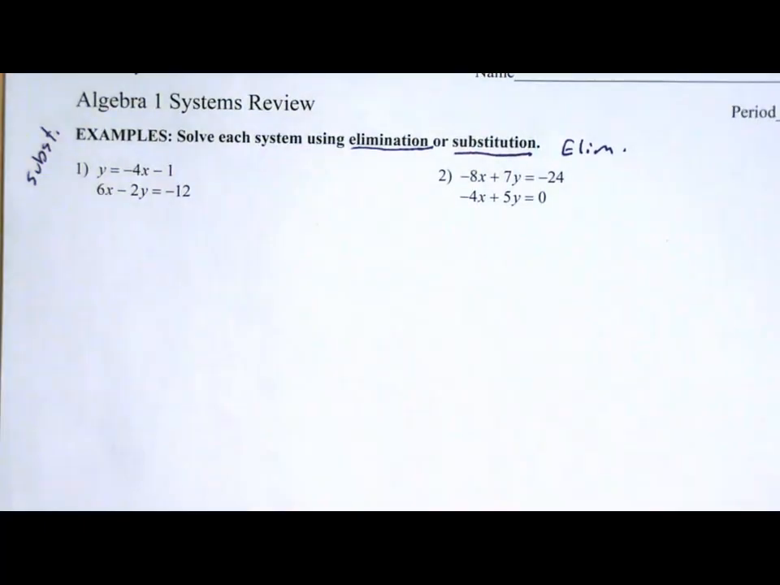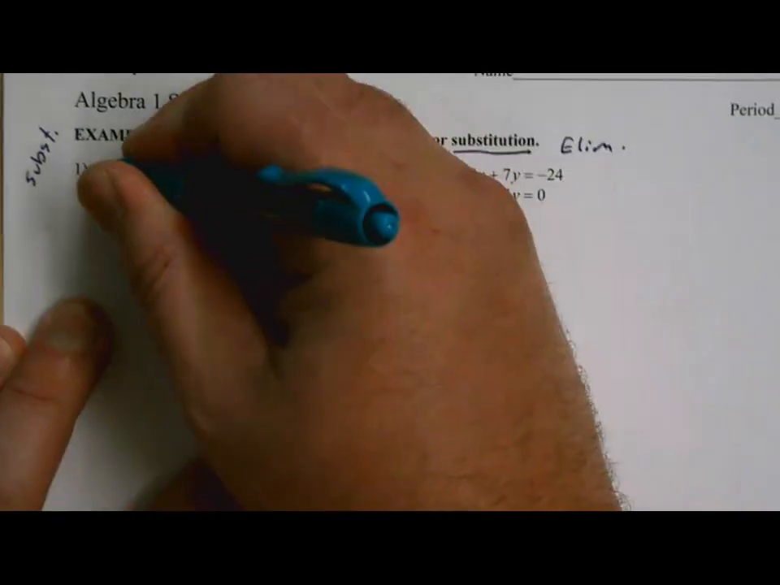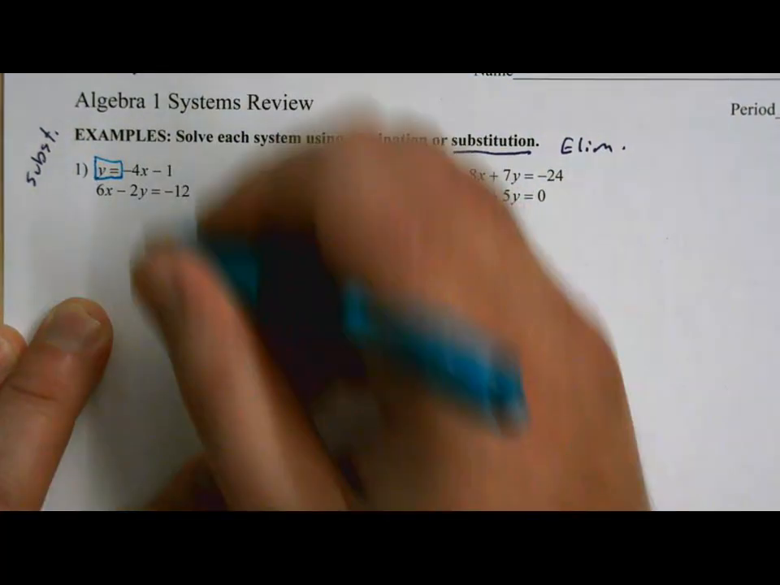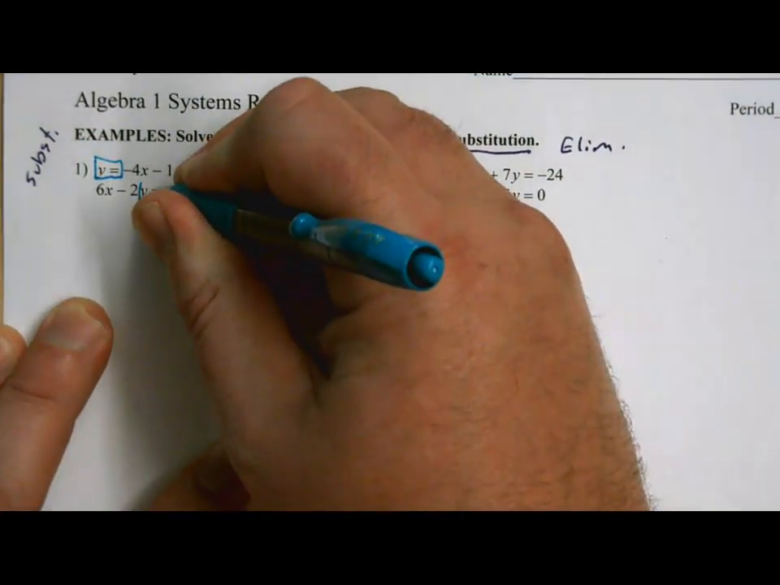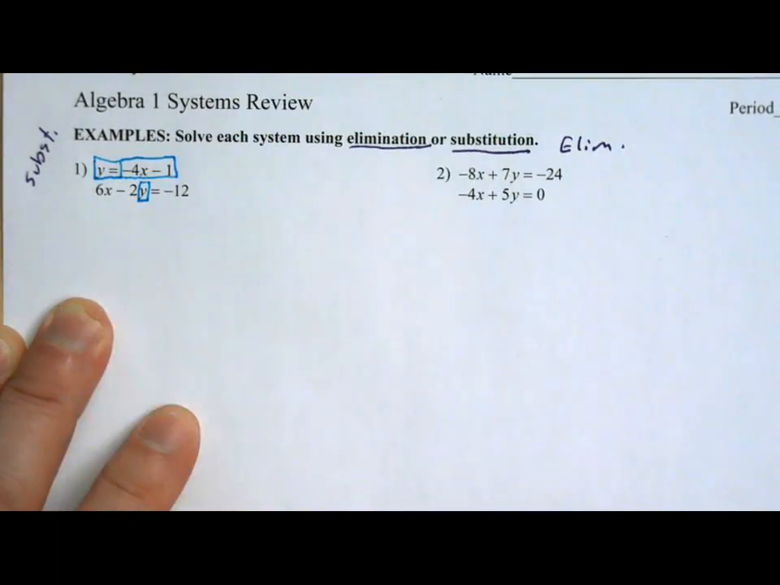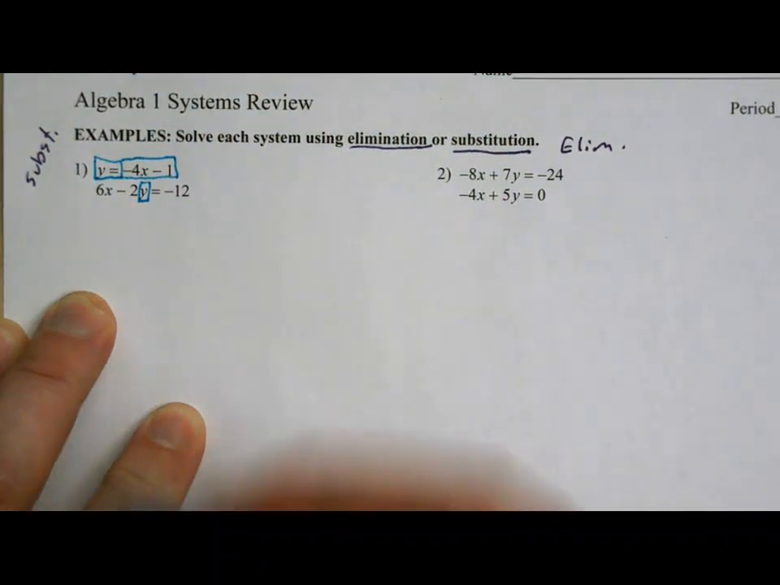So I am going to work through both of these problems. We'll do number 1 using substitution and number 2 with elimination. All right, so let's start with substitution. The idea of substitution, since I have this y equals, is that any place in the equation where I see a y, I am allowed to replace it with the thing that y is equal to. So I'm going to use that negative 4x minus 1 to replace my y in this equation.